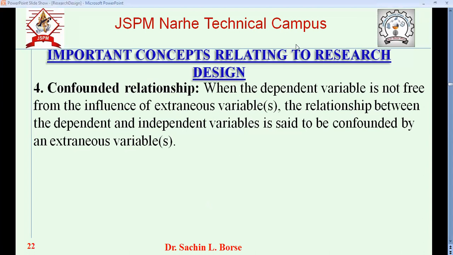When we say confounded relation, when the dependent variable... Sir, in the earlier case, in the control, we are controlling only the extraneous variable, no? Yes. Controlling means we are keeping the extraneous variable fixed, and we are allowing only the independent parameter to change.